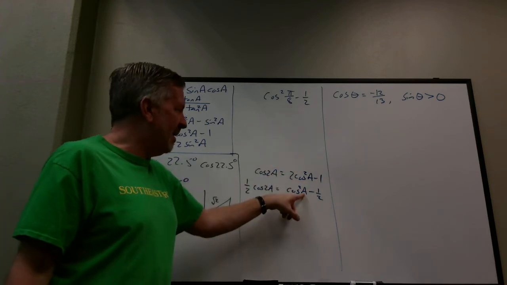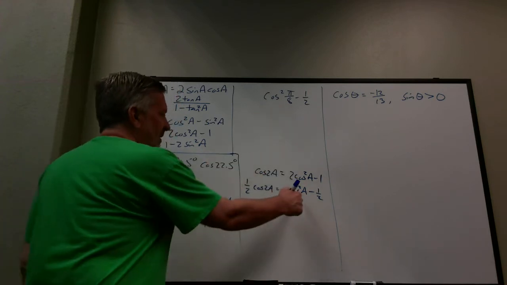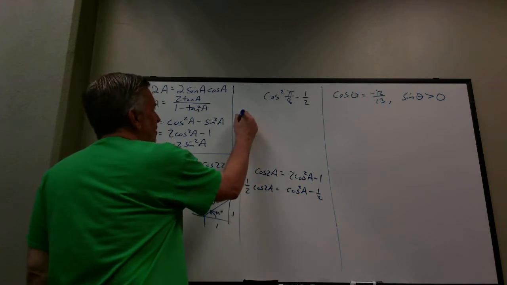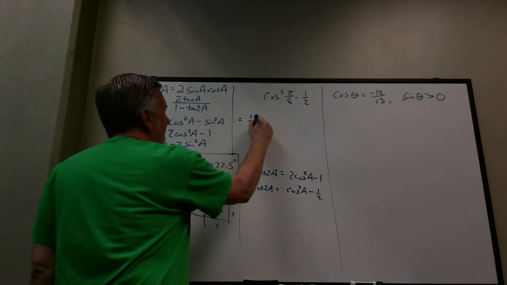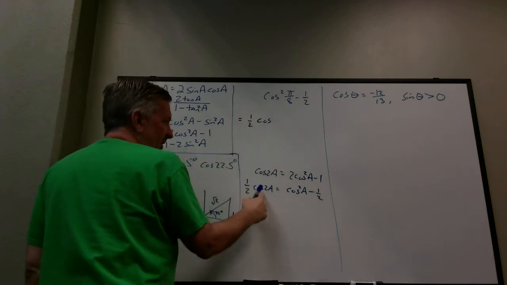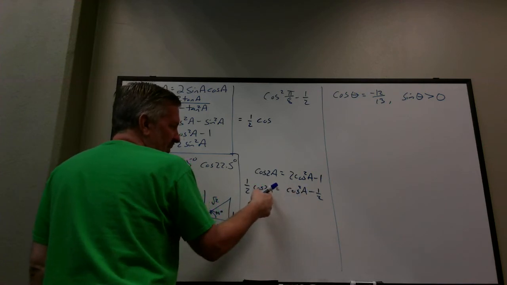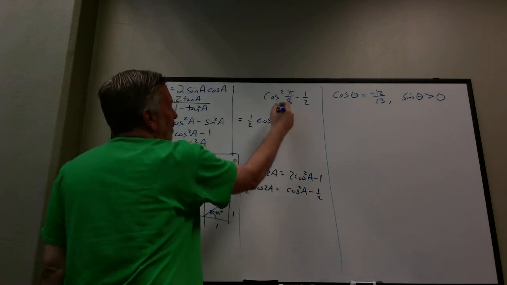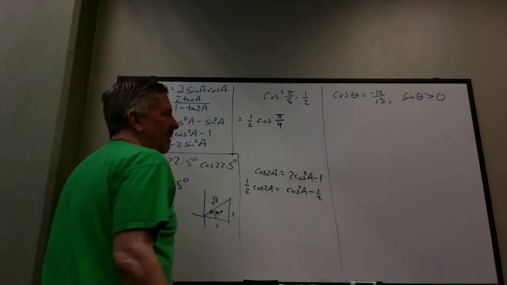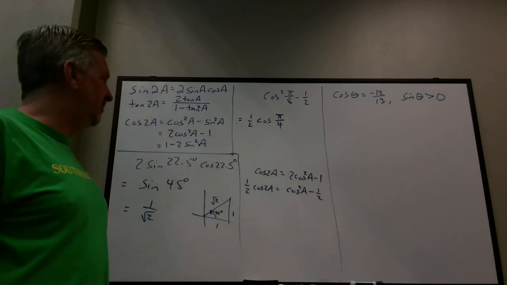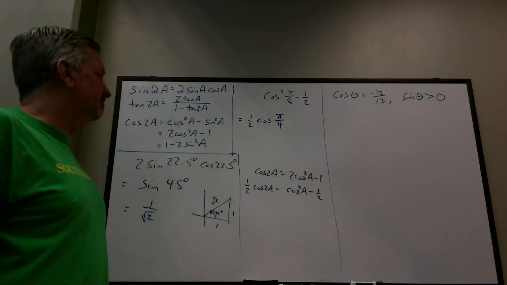This form is not helping me because of the pi over 8, but this is equal to this. So that should be 1/2 cosine of whatever angle's there, double the angle goes here. Double pi over 8 is pi over 4, which we know we can do with the special triangle.